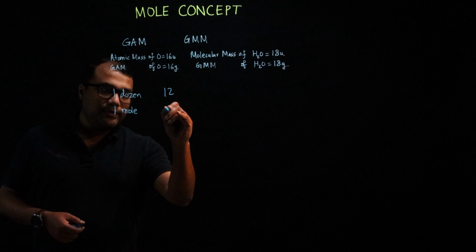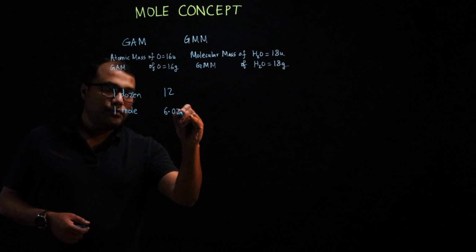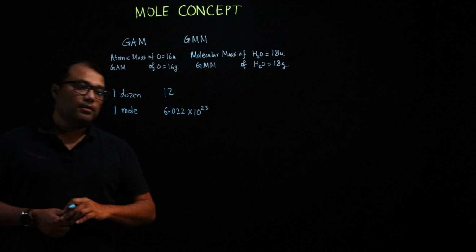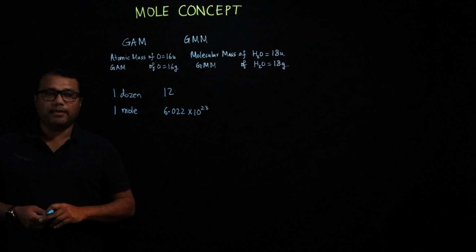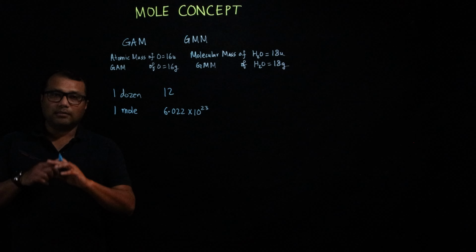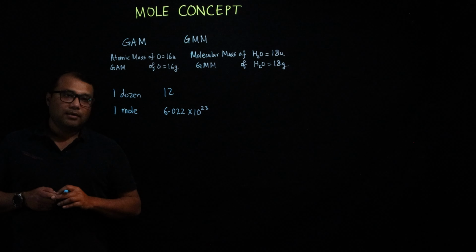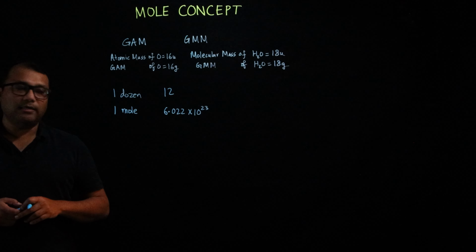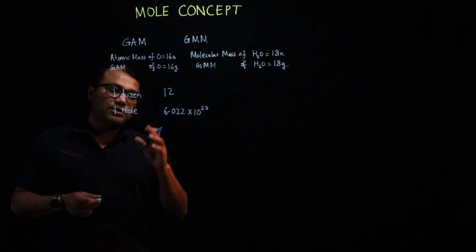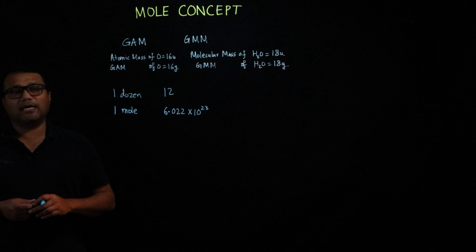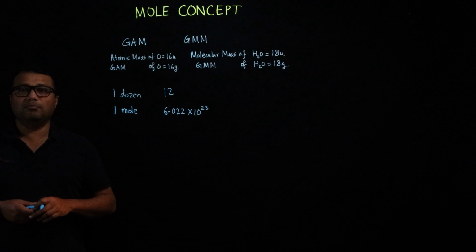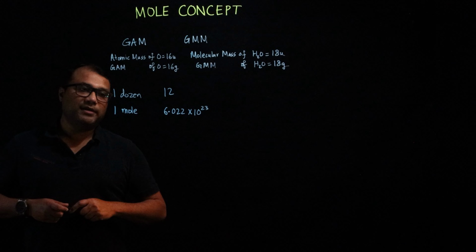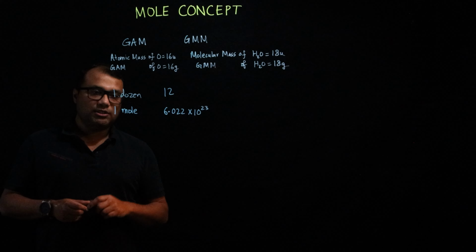1 mole's value is 6.022 into 10 to the power 23. It's obviously a very big number, but this is all that it means. If I say 1 mole of carbon atoms, it means 6.022 into 10 to the power 23 carbon atoms. If I say 1 mole of apples, it means 6.022 into 10 to the power 23 apples. It is just a number.